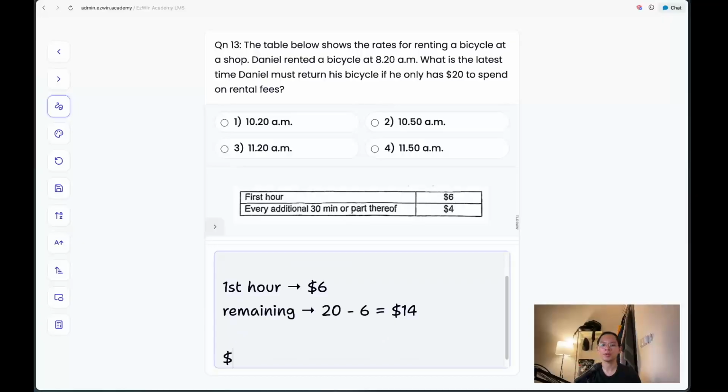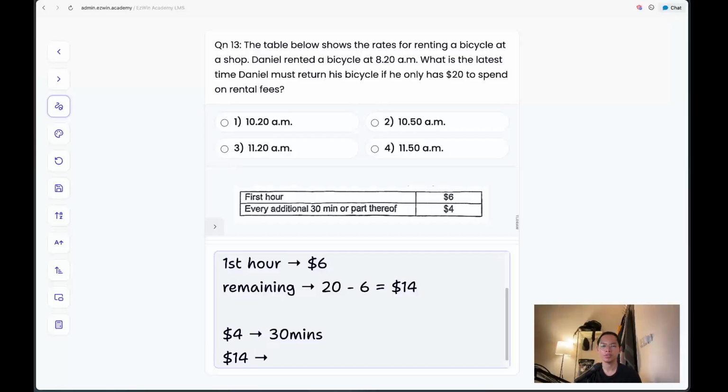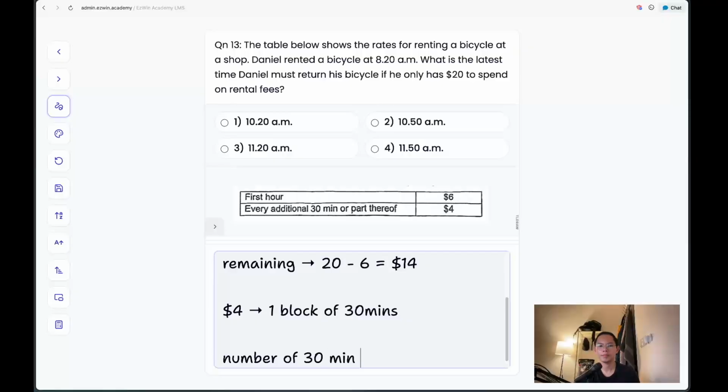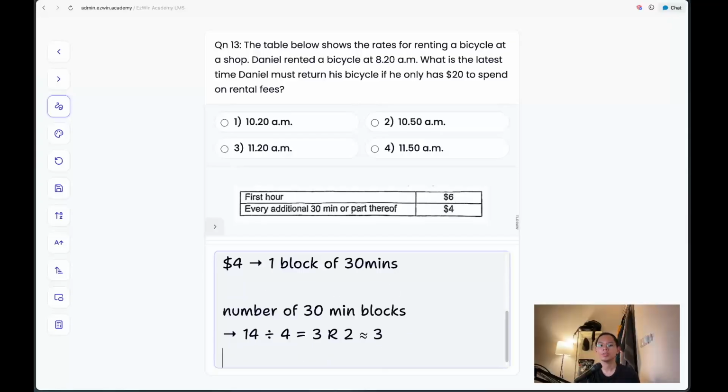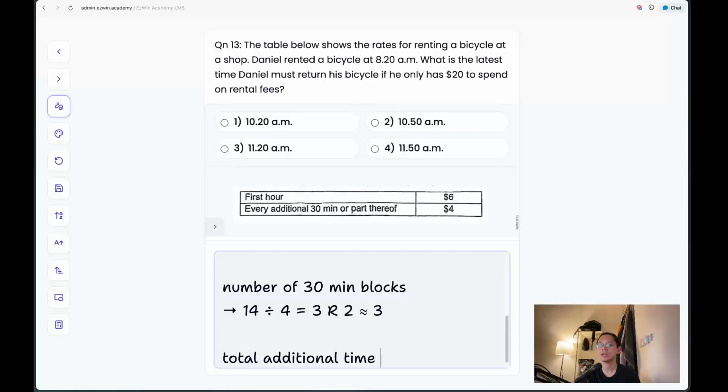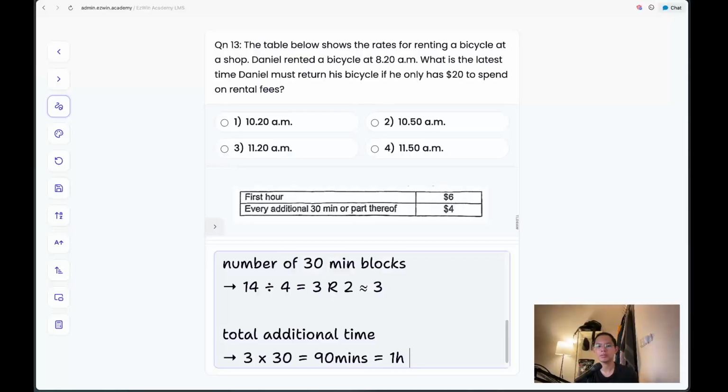Okay, since $4 is equal to 30 minutes, then how about $14? So in this case, we have 14 divided by 4 times 30. We can say that $4 is one block of 30 minutes. So the number of 30-minute blocks would be equal to 14 divided by 4, which is 3 remainder 2. So do we round up or round down? In this case, we always round down, which means it's just 3. So that means the total additional time would be 3 times 30, which is 90 minutes, which is also equal to 1 hour and 30 minutes.